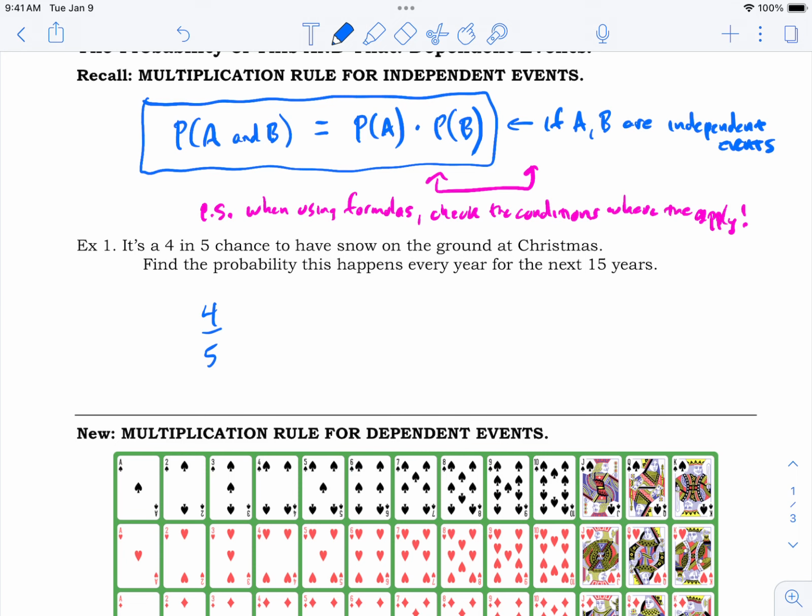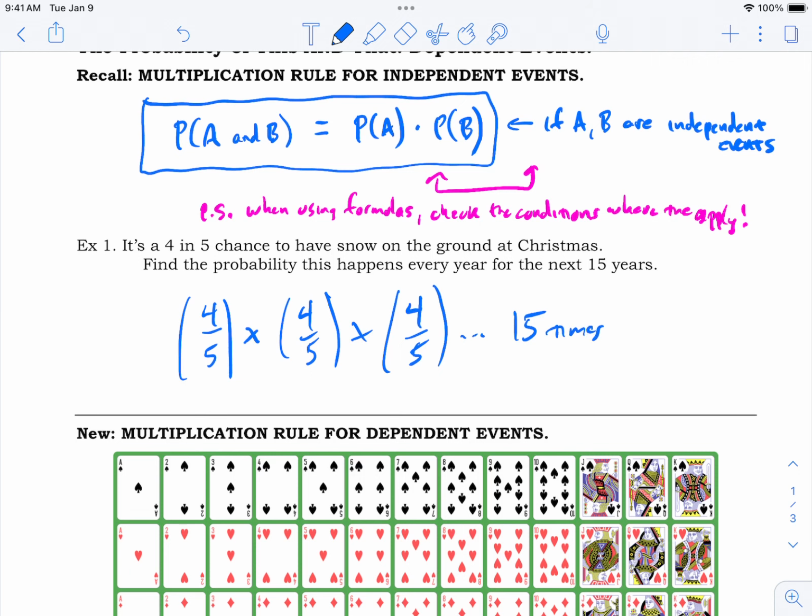Well, if it's a 4 in 5 chance every year, and we presume every year is going to be independent of every other year, whether we had snow last year isn't going to affect whether we have snow this year. So really we have to do this times itself 15 times in a row. 15 times, holy cow. Or, as a shortcut, if I'm multiplying 15 times in a row, that's the same as putting an exponent on it. So if you do that out on your calculator, I invite you to try it. Make sure you get this result.